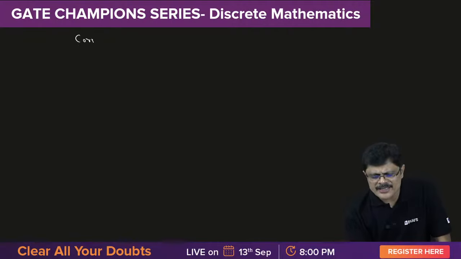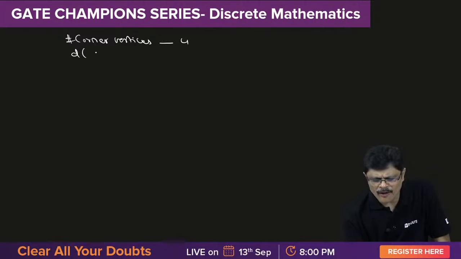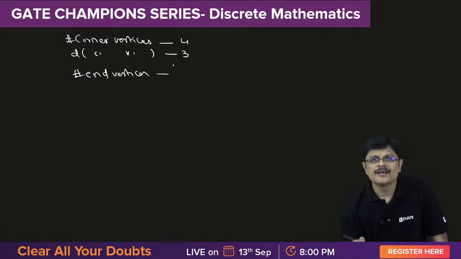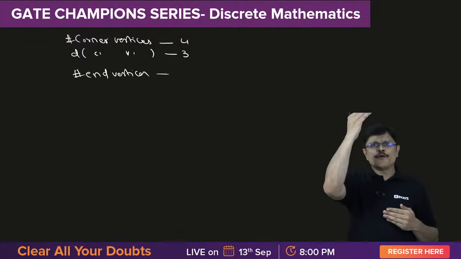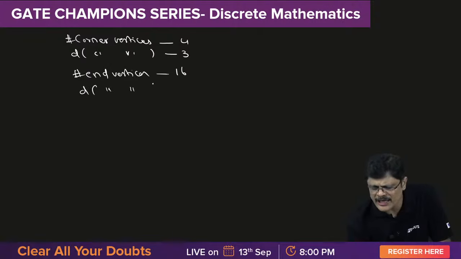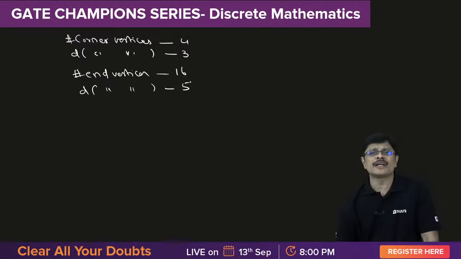How many corner vertices? Corner vertices are 4, and the degree of each corner vertex is 3. Number of end vertices: how many end vertices are there? 4 here, 4 here, 4 here, and 4. 16 end vertices are there. And what about the degree of each end vertex? Degree of each end vertex is 5.